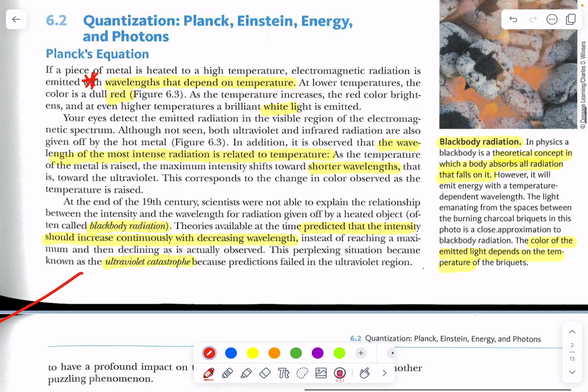Wavelengths help us to determine the temperature. So we can predict the temperature of different parts of a flame or different stars by looking at their wavelength. Now, white light, of course, is going to be a combination of all of these different kinds of wavelengths. Some are going to be in greater abundance than others. And so the wavelength of the most intense radiation would be related to the temperature.